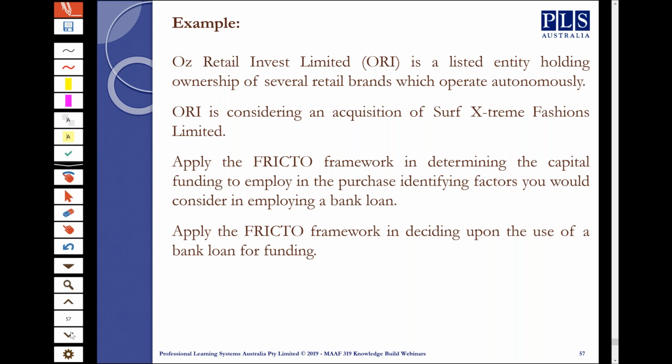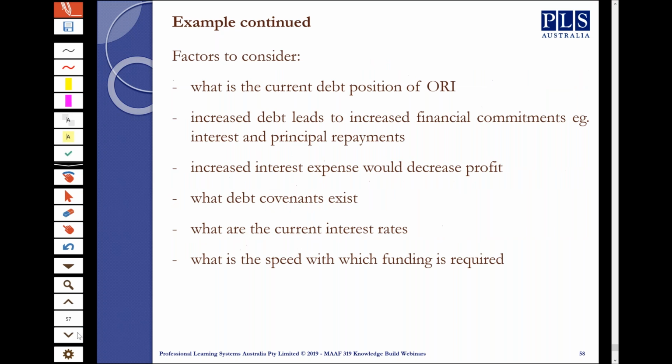Basically, if you're deciding on the use of a bank loan for funding, some of the factors you would consider: what is the current debt position? Increased debt levels lead to increased financial commitments, interest and principal repayments, which is your risk area. The increased interest expense would decrease profit, which is your income. What debt covenants exist are your control. What the current interest rates are is your timing. What is the speed with which funding is required? That's your logic coming through with respect to the other.